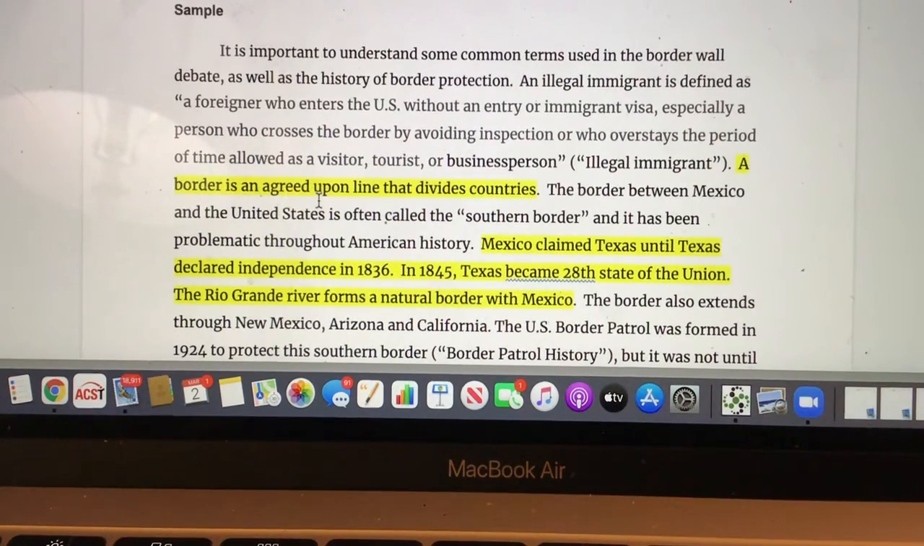"The border between Mexico and the United States is often called the southern border, and it's been problematic throughout American history." I wanted to say that because I'm going to use the southern border a lot. I don't want to keep saying the border between Mexico and the United States. So I want to make clear southern border is what that means.